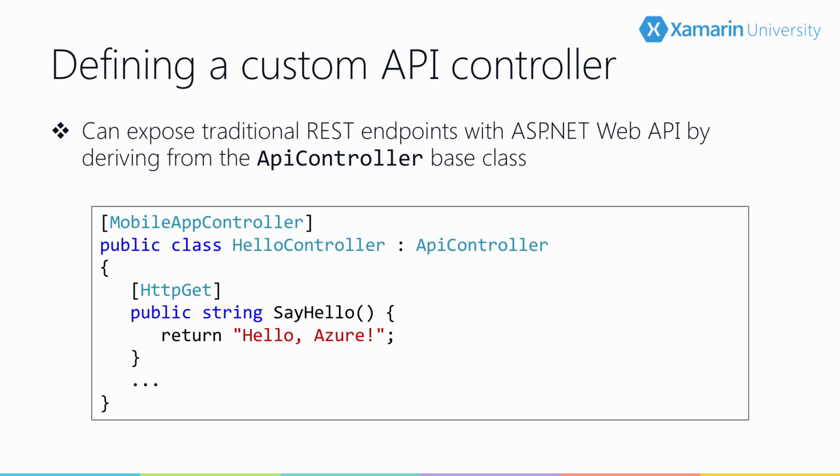Now, we've been focusing mostly on exposing data tables from our service, but you can also expose basic APIs by deriving from the Web API base class ApiController. This works the same way as the table controller, but it doesn't supply any database connection.